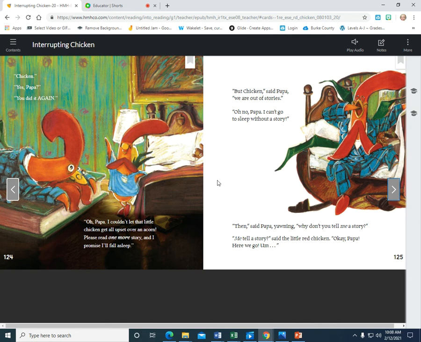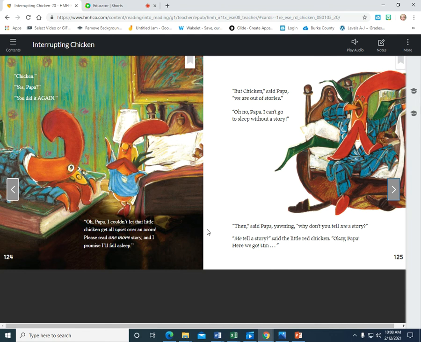But Chicken, said Papa, we are out of stories. Oh, no, Papa, I can't go to sleep without a story. Then, said Papa, yawning, why don't you tell me a story? Me tell a story? Said the little red chicken. Okay, Papa, here we go.